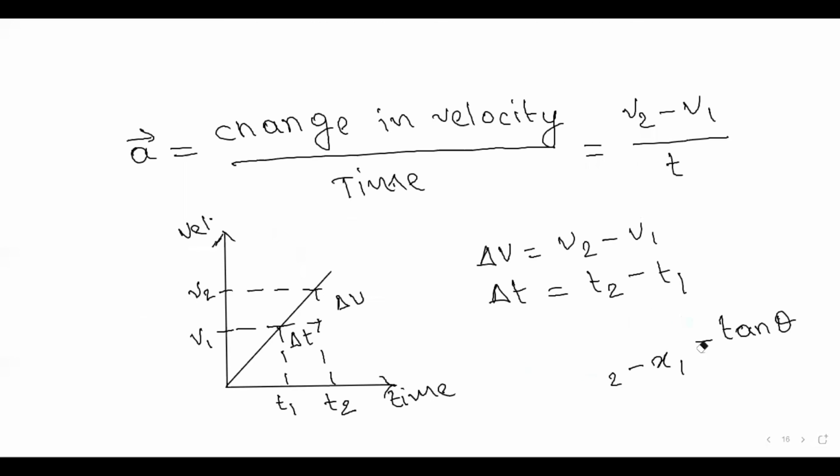So let us now learn about our acceleration part again. The acceleration is defined as the change in velocity by time. So the acceleration is actually the slope of this line. Okay, so we can write acceleration as delta v by delta t. So we have just learned about the relation of acceleration.